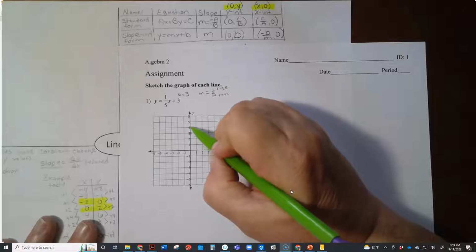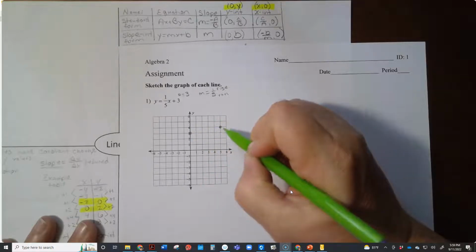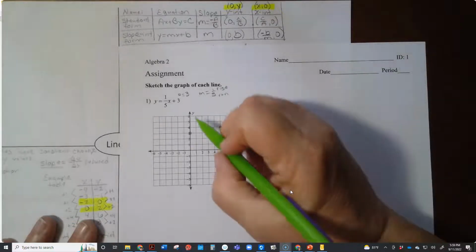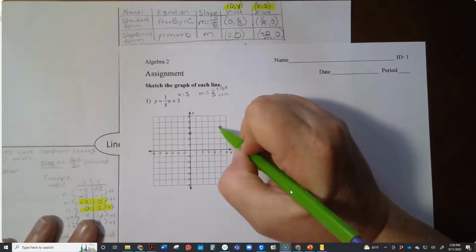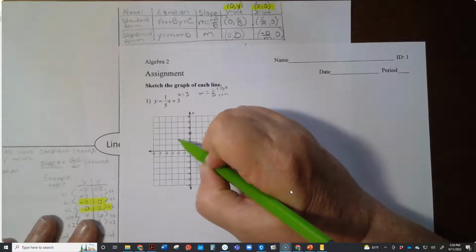Rise 1, run 1, 2, 3, 4, 5. There's your next dot. I can't rise and run 5 because I'm out of graph paper, but I can go back to the 3, and instead of going up 1 and to the right 5, I can go down 1 and to the left 5. 1, 2, 3, 4, 5.